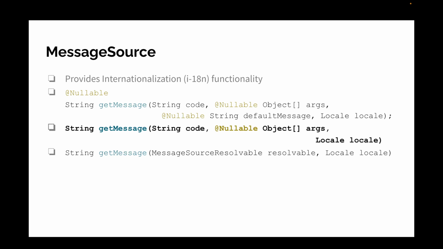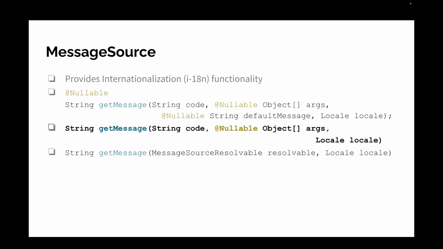It has three methods. The first method takes code, which is the code for the message, then arguments. These arguments will replace placeholders in the message, and it takes a default message. If that message is not present in the message files, the default message will be used. And at the end, it takes locale. So what is the user's locale? Similarly, there is a second method, but it doesn't take any default message, and if that message is not present, it will throw an error.